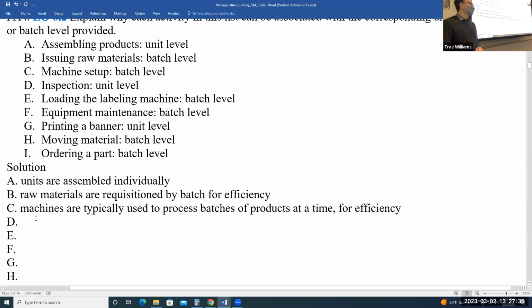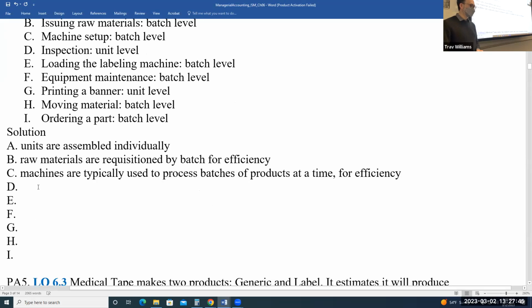All right, make sense? Okay, inspections. It says unit level. So why would we inspect individual product units? Okay, quality control. It's a nice brief answer.